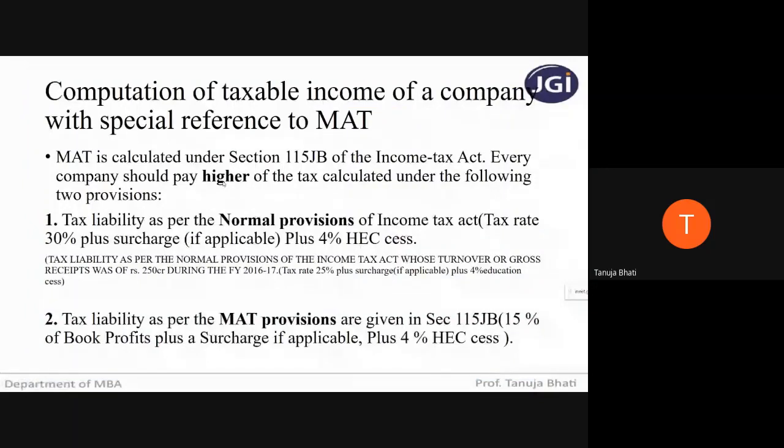So how do you start with the calculation? First, you see what is asked in the problem. If it is asked what is the tax liability that a company needs to pay, then you calculate tax both as per the normal provisions of income tax as well as per the MAT provisions. Then you compare, and whichever tax liability is highest, the company is going to pay tax as per that provision. Suppose in the problem it is just asked to calculate the tax as per MAT provisions, that is as per section 115JB, then you are just supposed to calculate the tax liability as per MAT provisions.